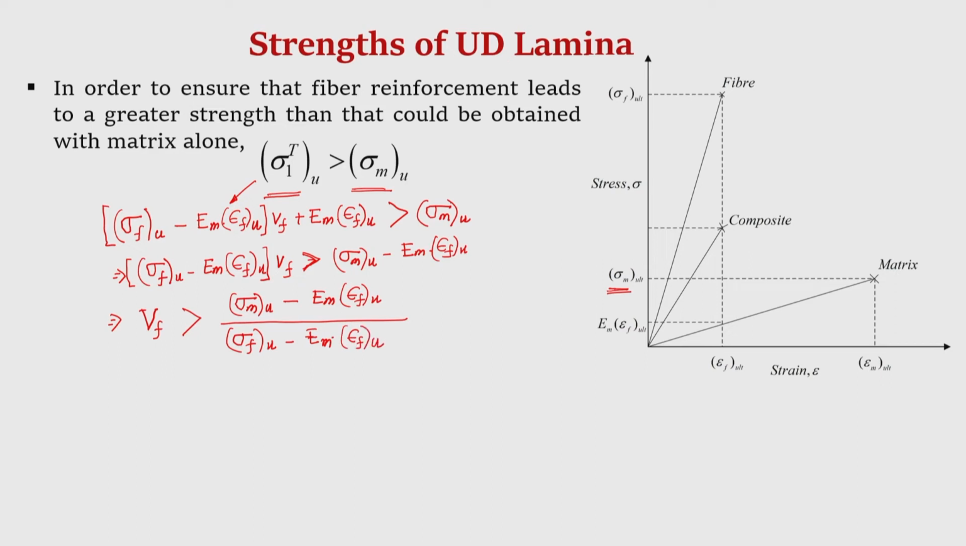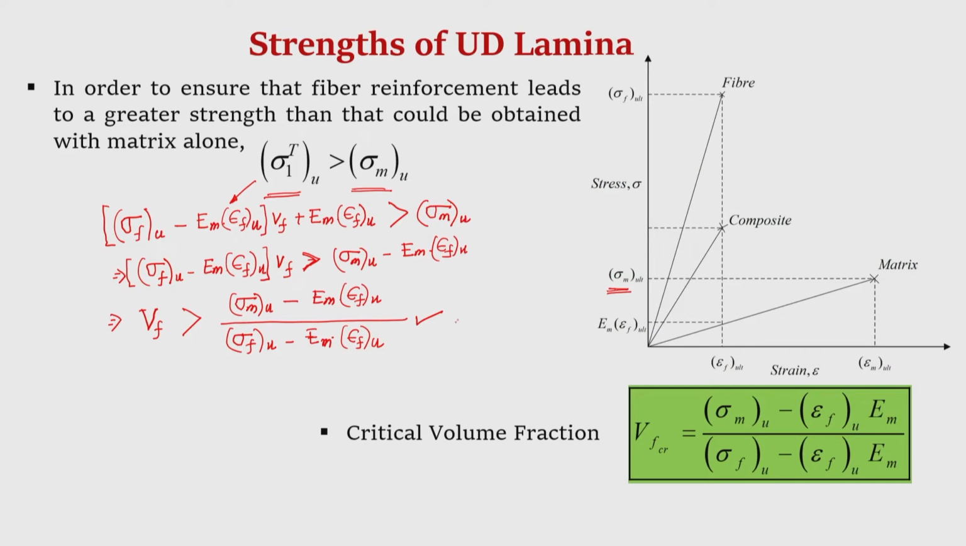If the volume fraction is greater than this, it ensures that the longitudinal strength of the lamina, that means sigma 1 T u, will be more than the ultimate tensile strength of the matrix. If V f is less than this, then addition of fiber will not lead to the strength of the lamina being more than the strength of the matrix. Therefore, this volume fraction is called the V f critical. This is the critical volume fraction.